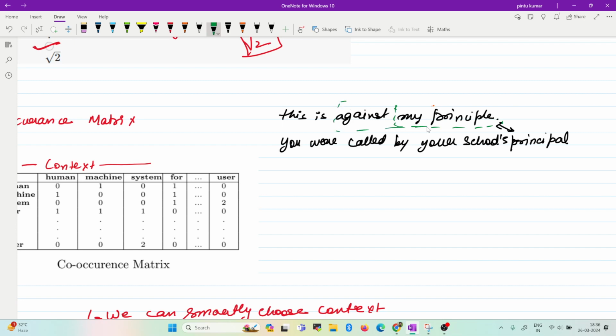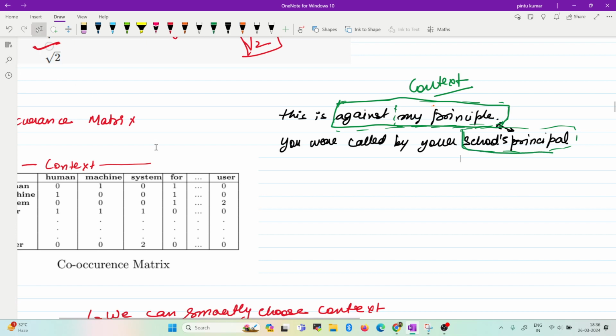So its meaning is being conveyed by the words around that particular word. So this window, or these words around the word, is known as the context. Many a times it is referred to as context. So this is the idea behind the co-occurrence matrix.